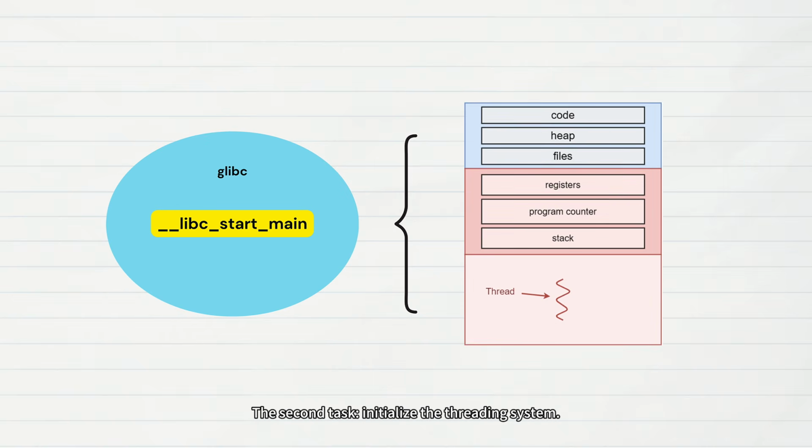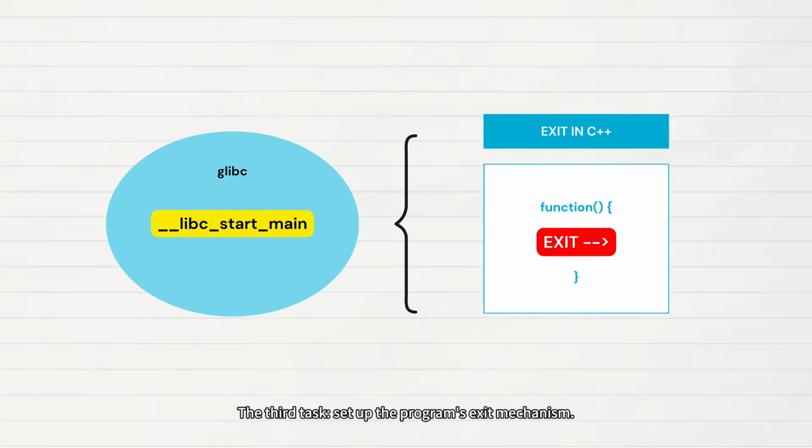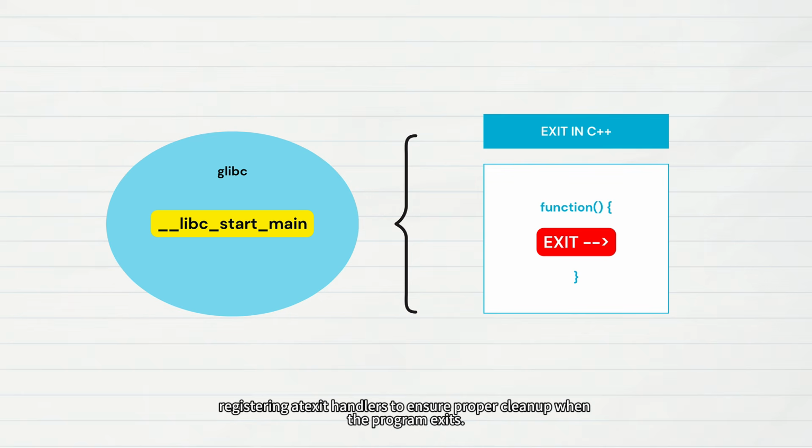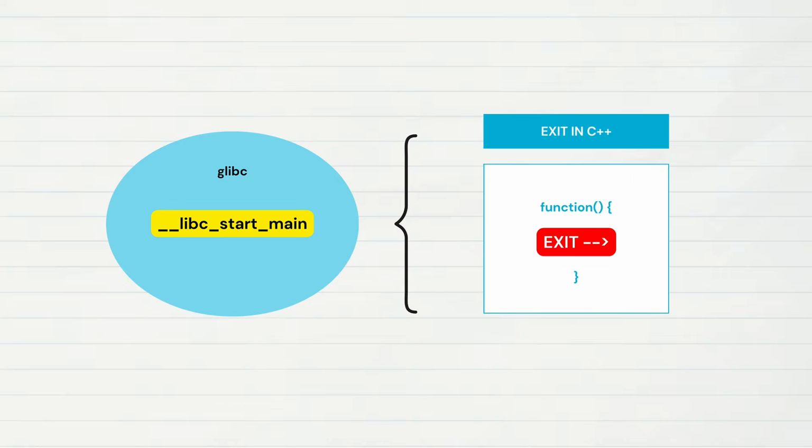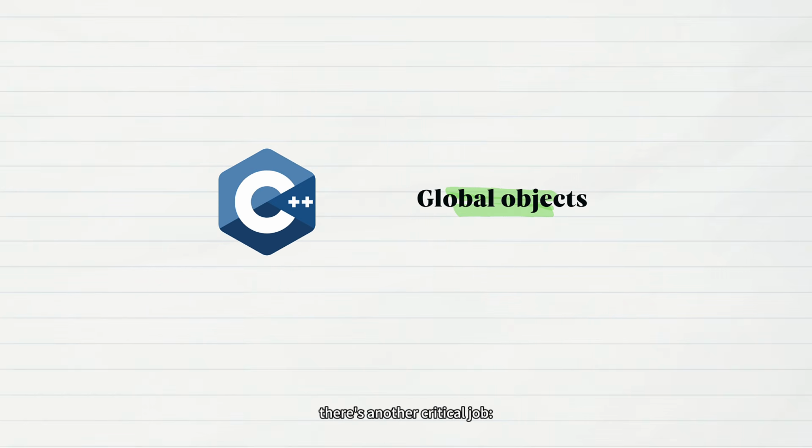The second task, initialize the threading system. Even for single-threaded programs, the threading environment is set up in advance, paving the way for any possible multi-threading later on. The third task, set up the program's exit mechanism, for example, registering atexit handlers to ensure proper cleanup when the program exits. For C++ programs, there's another critical job, running the constructors of global objects.